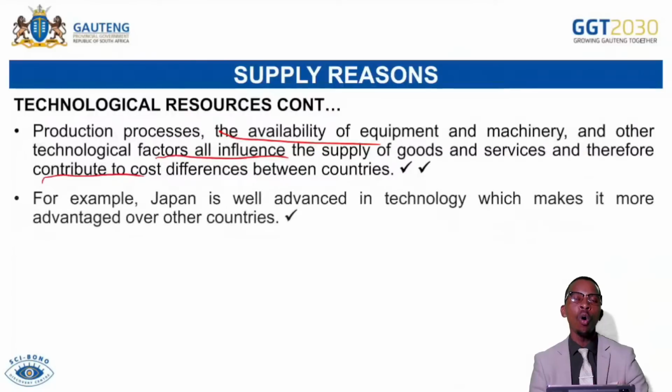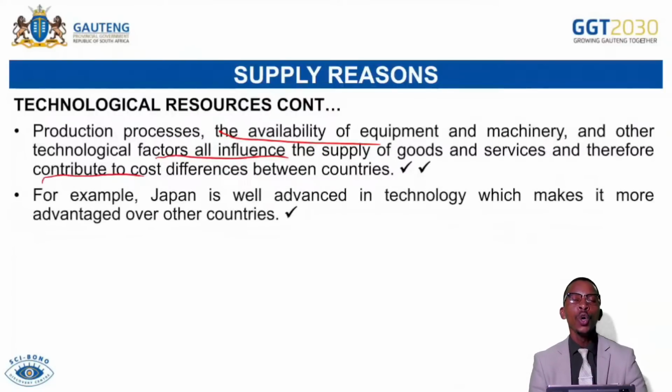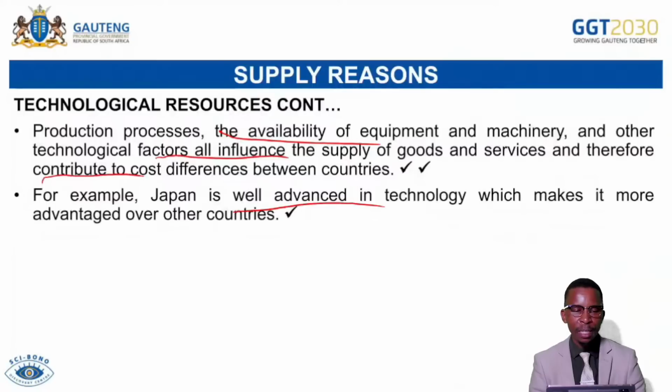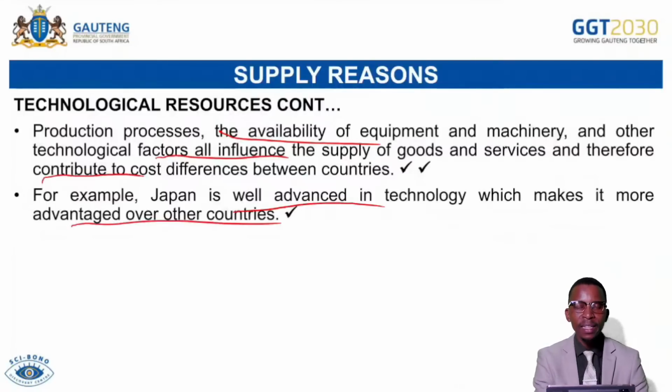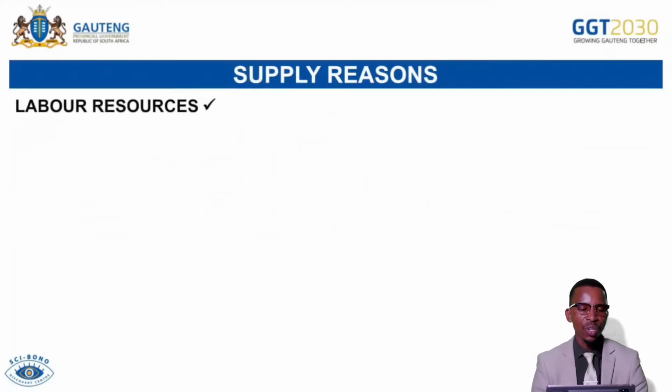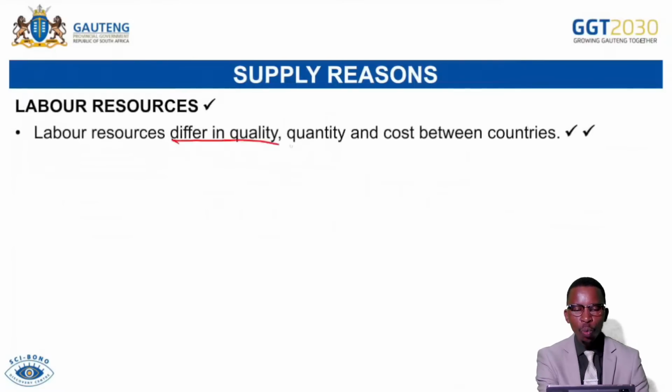Those that are more advanced in technology will produce more at a lower cost, but those that are not advanced, that are poorly developed in terms of technology, will be producing fewer goods at a higher cost and selling at a higher cost, which will lead to these economies of scale. For example, Japan is well advanced in technology, which makes it more advanced than other countries in terms of technical production.